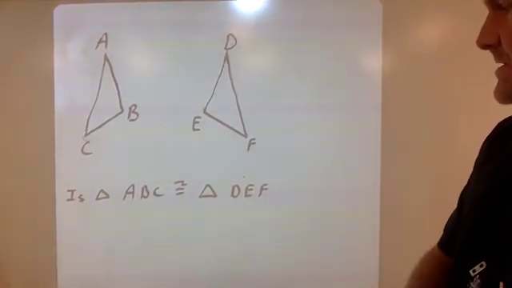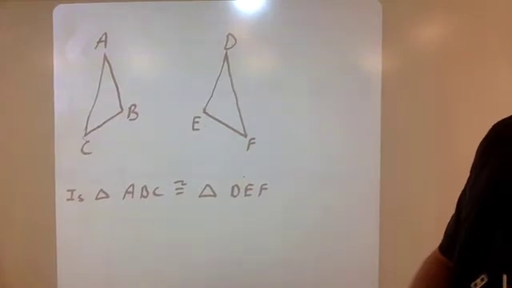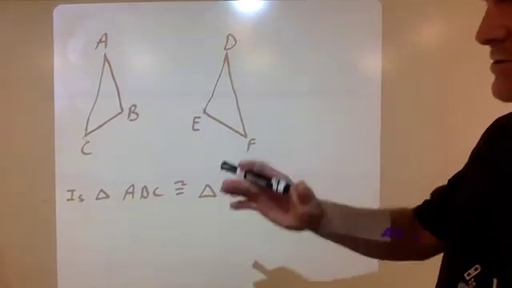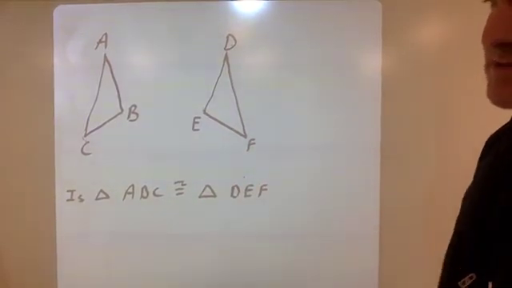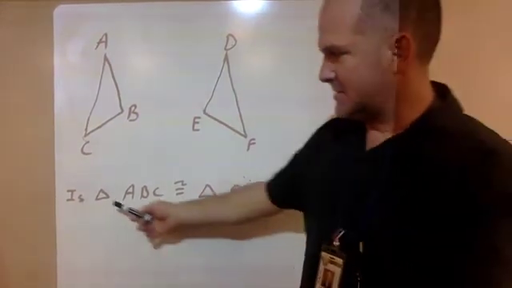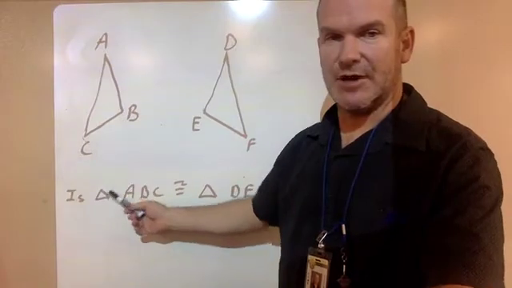All right, so the first standard is congruent triangles, proving or showing that triangles are exactly the same as each other. So one triangle is the exact same size as the next one. Like this example, that's what I'm asking you. Is triangle, that's what that symbol means, triangle ABC.